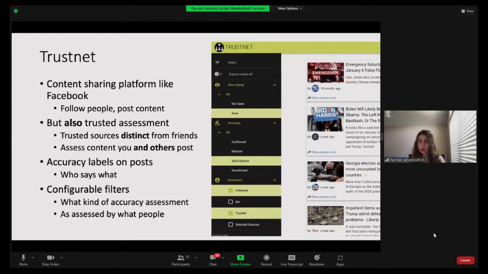The platform also provides a filter that users can use to narrow down the posts on their feed. And among other things, the filter allows users to configure two things: what kind of accuracy assessments have been given to posts and by whom. For example, the user can choose to see only those articles that have been confirmed by their trusted sources, or those posts on which there's a disagreement by some specific sources that they follow or trust.